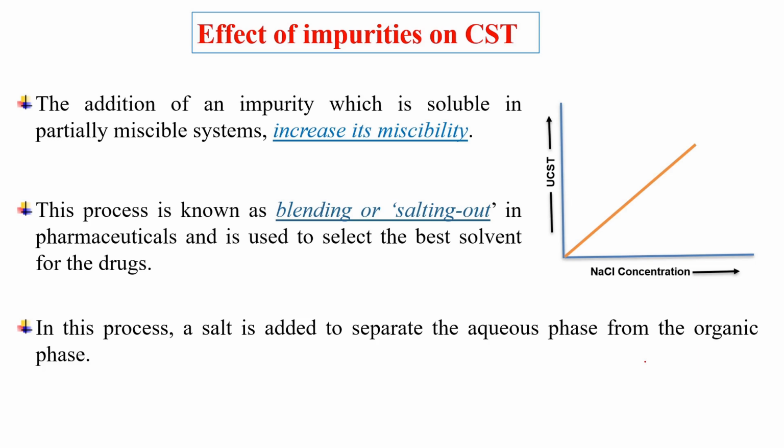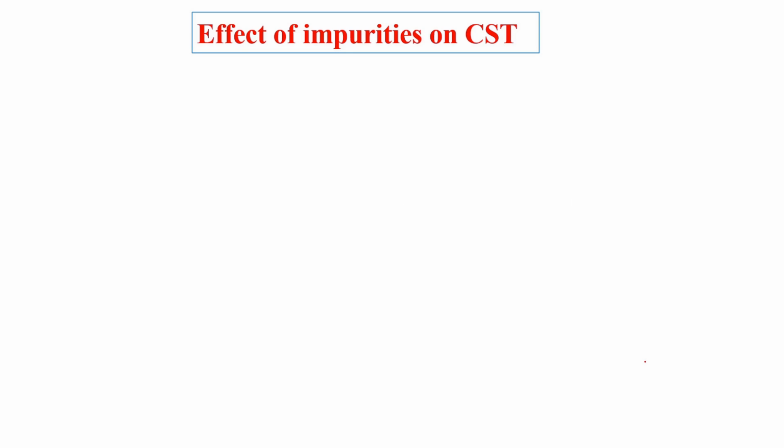Till now, we have discussed the types of critical solution temperature. Now, let us understand how impurities in the liquid pairs affect the CST. The addition of an impurity which is soluble in partially miscible systems increases the miscibility. This process is known as blending or salting out in pharmaceuticals, and it is used to select the best solvent for the drugs. In this process, a salt or an impurity is added to separate the aqueous phase from the organic phase.